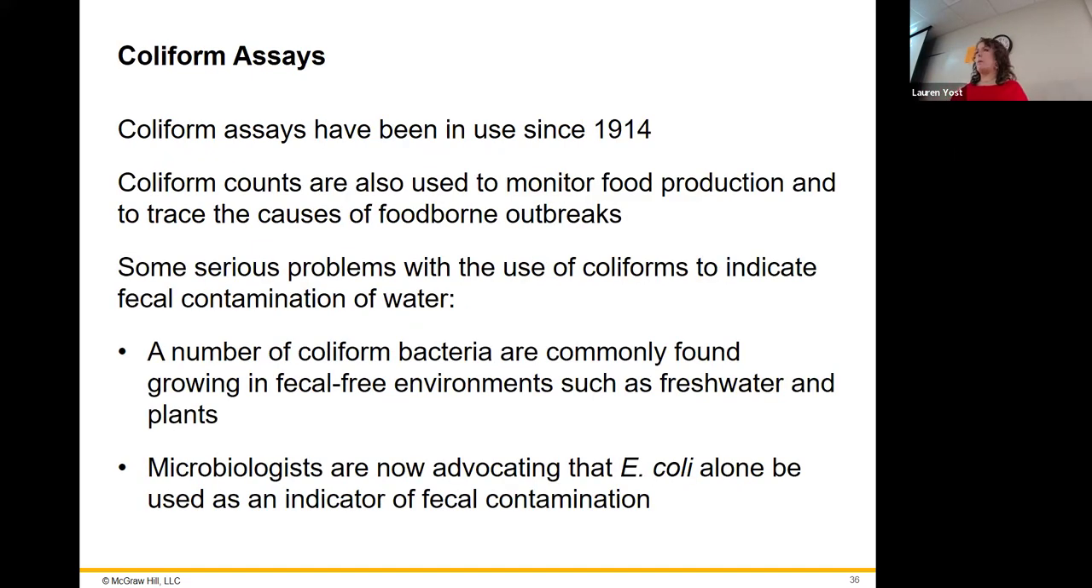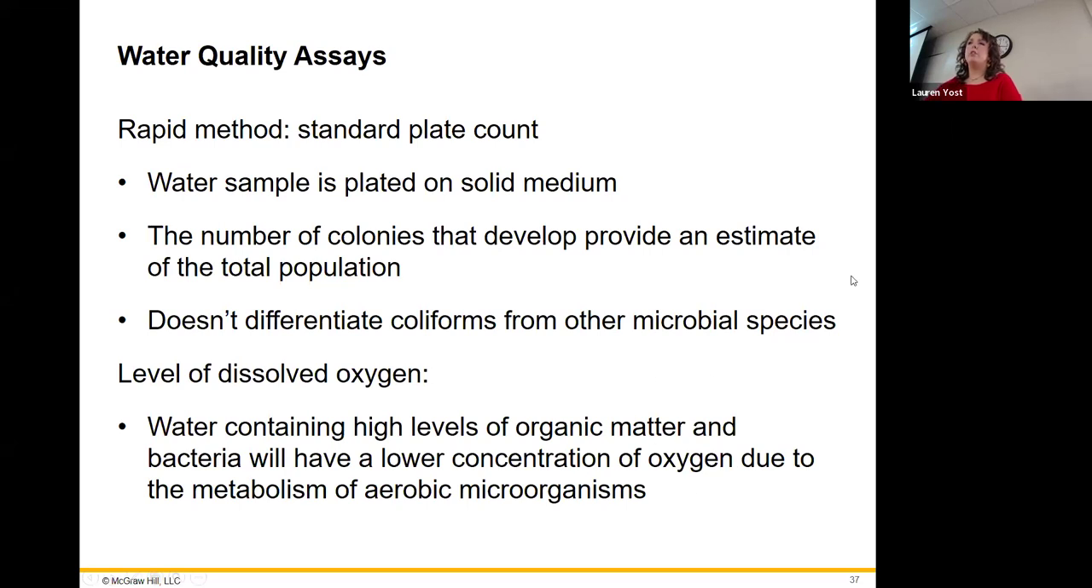Those are called coliform assays. Okay, coliforms are the indicator bacteria that we use to identify the gut bacteria in your clean water. So now they're trying to look just for E. coli because they're not sure that it matters to look for the other guys. I don't know.